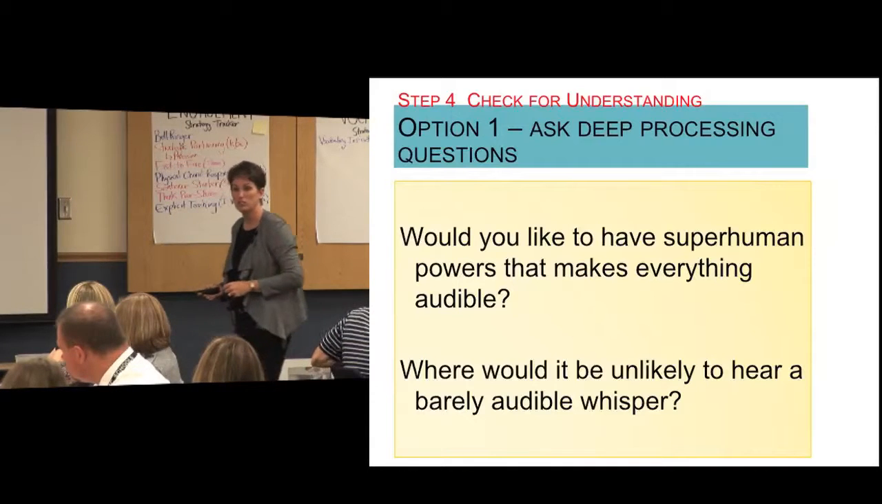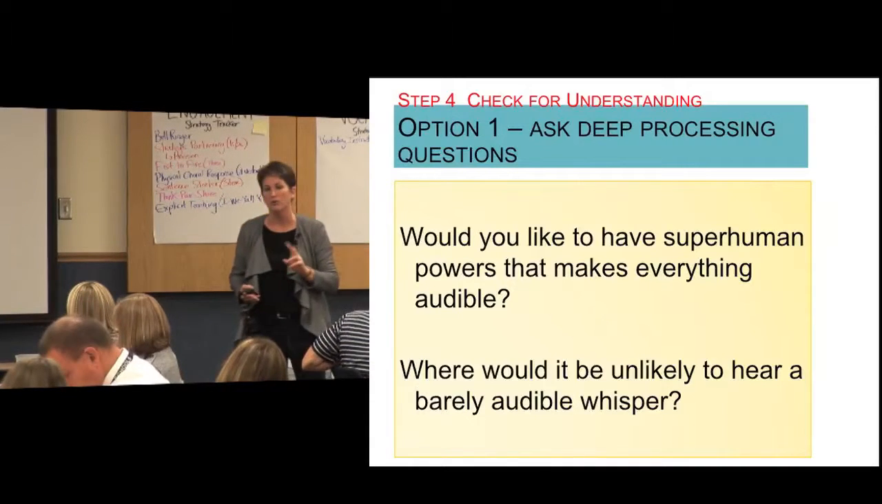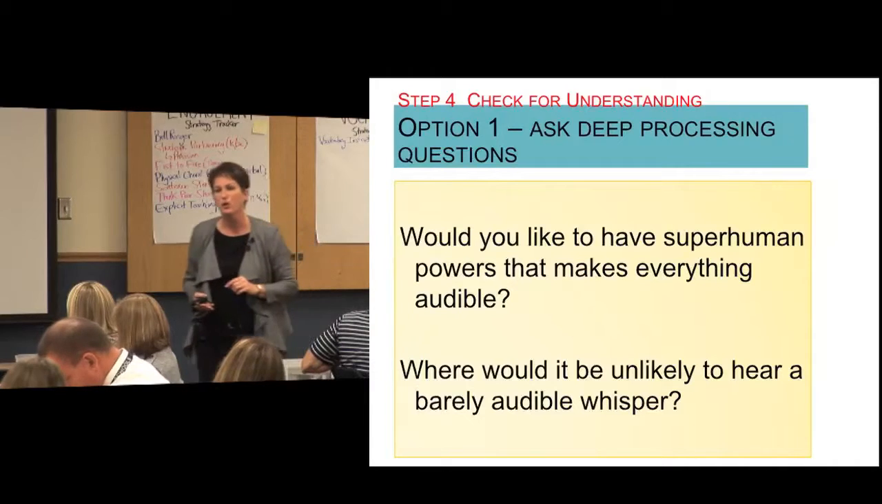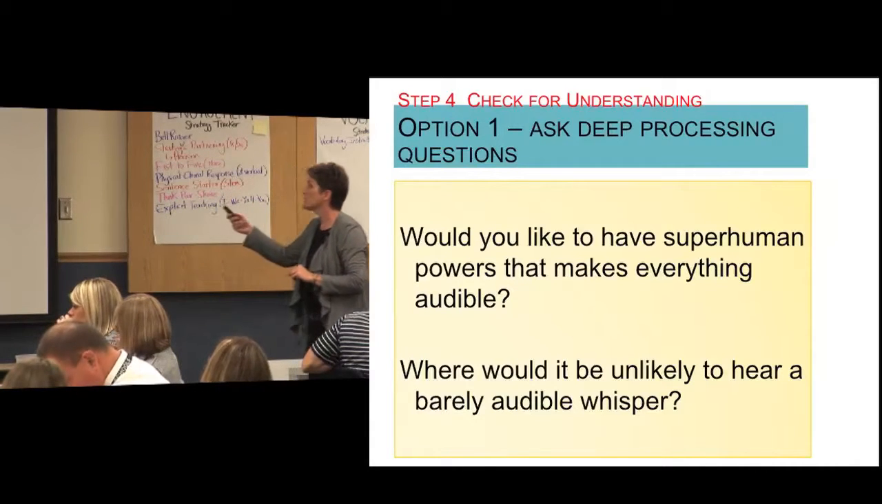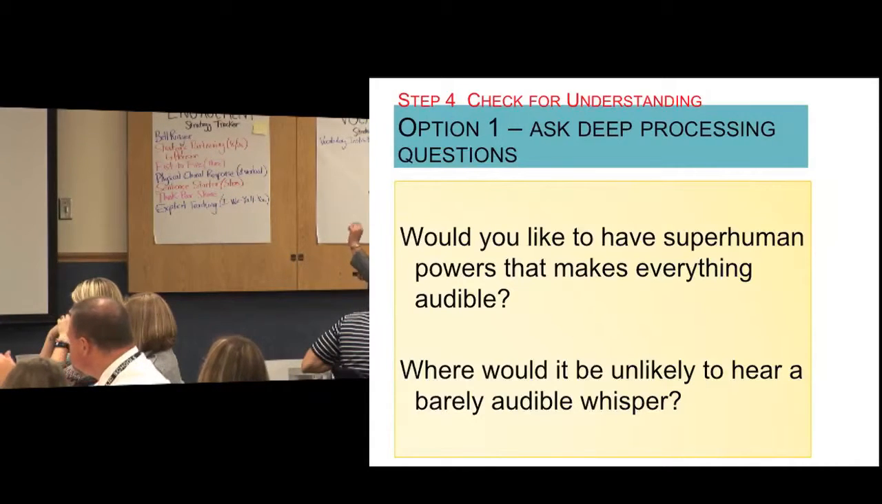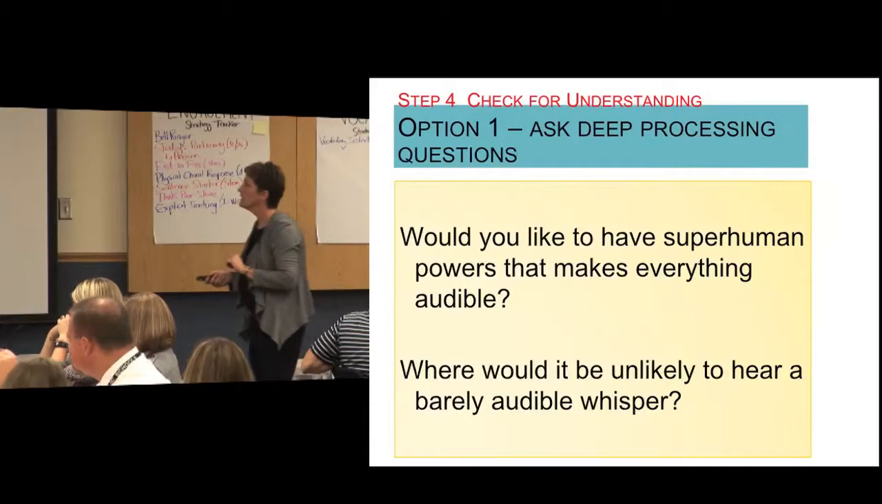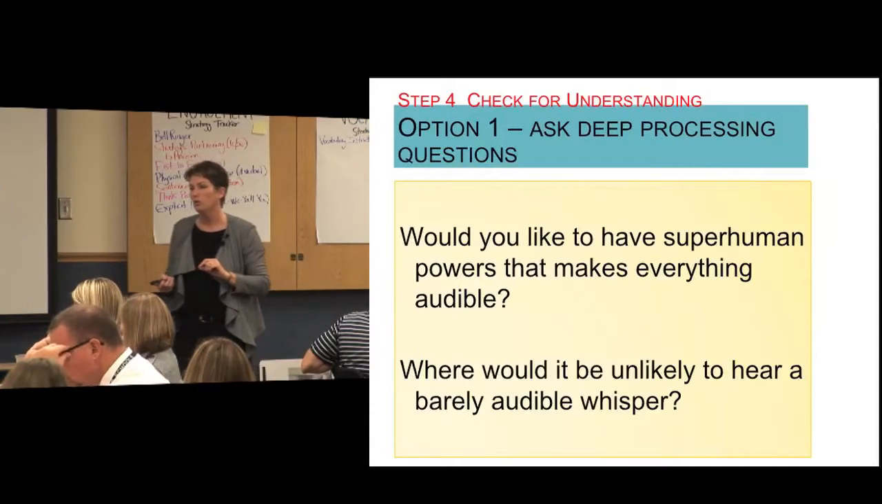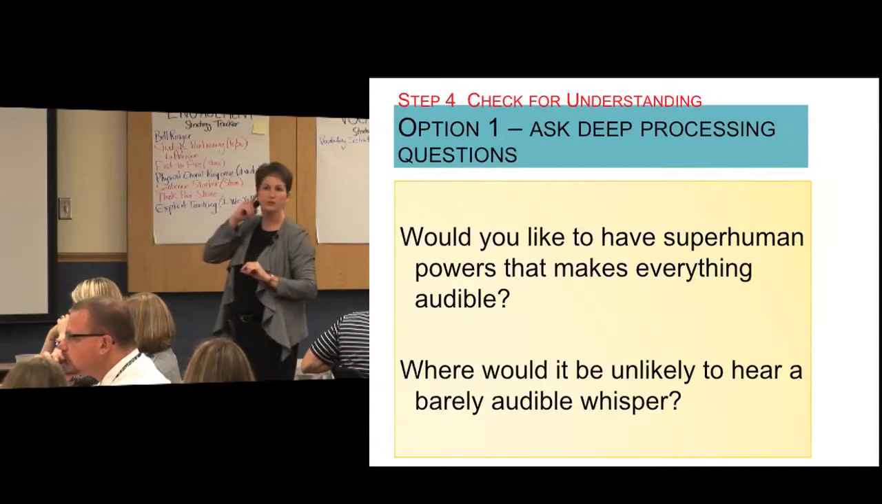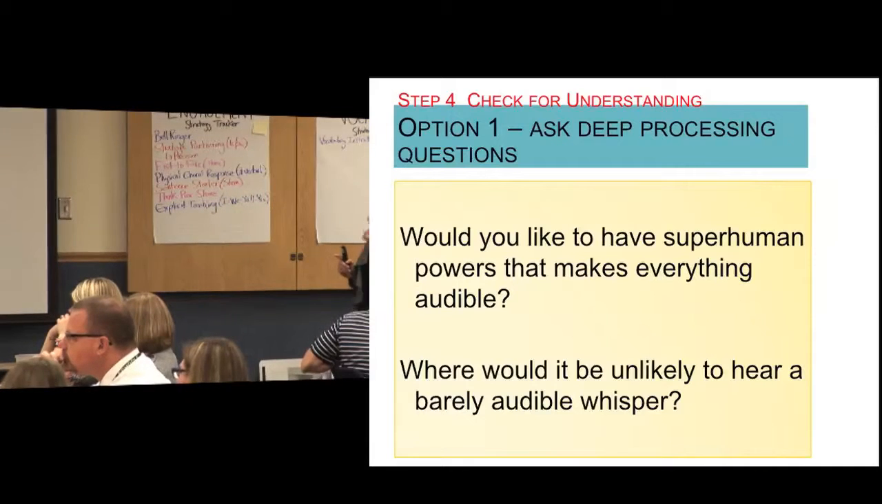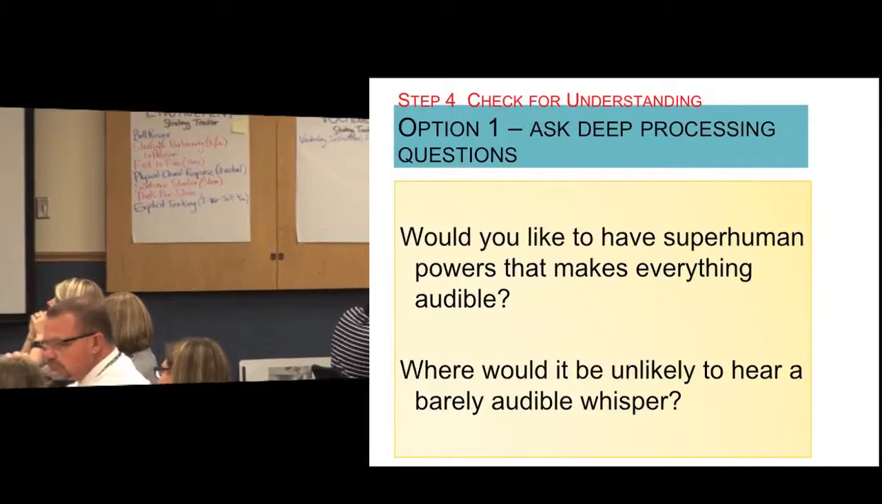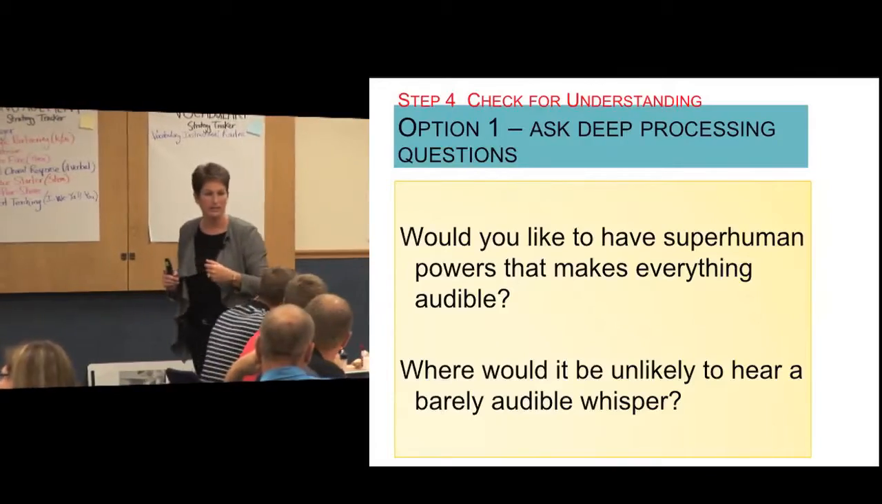We are going to try question 2. You again have your strategic partner sitting next to you. Ones are going to go first this time. You are going to tell your partner where would it be unlikely to hear a barely audible whisper. So where would it be unlikely for you to hear that barely audible whisper? Partner 1, you're talking. Partner 2, you're listening. Then you're giving another example. Ready? Go.